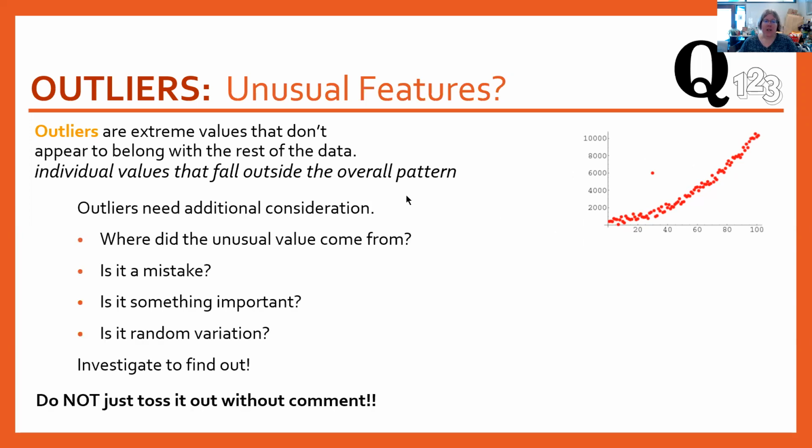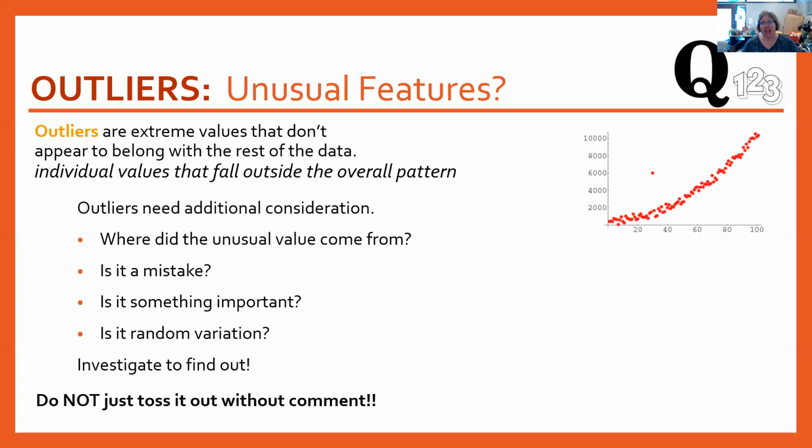Outliers need additional considerations. So things you want to think about when you see an outlier in your data are, where did that unusual value come from? Is it a mistake? So maybe somebody handwrote the data and somebody else typed it and they misread the handwriting, or they transposed two numbers when they were typing it in. So if it's a mistake and you can determine exactly what the mistake is, you can go in and fix that. Is it something important? Is it just random variation? So you always want to investigate those outliers to find out kind of what's going on with those.